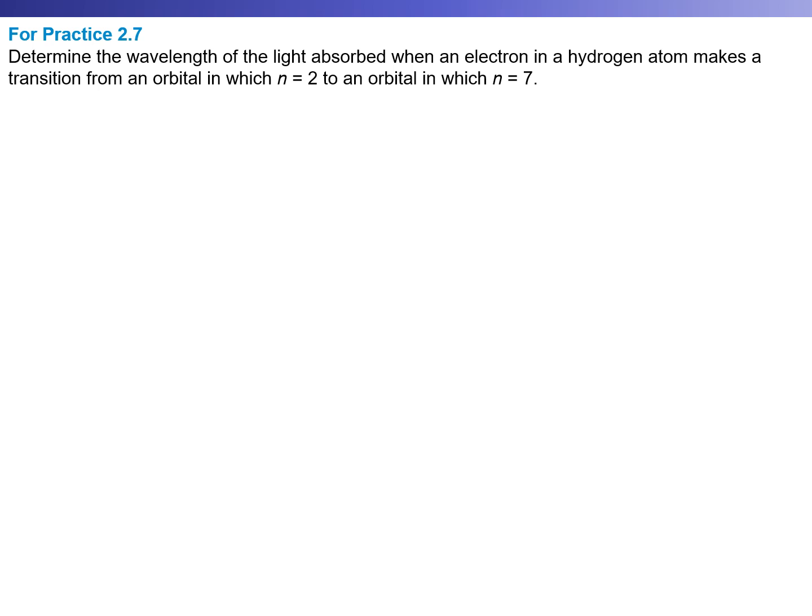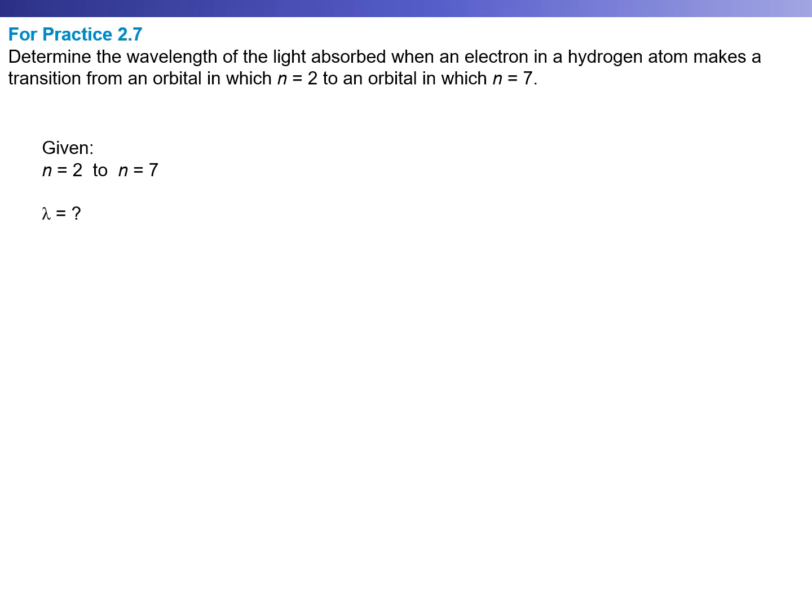Problem 2.7 asks us to determine the wavelength of light that was absorbed when an electron from a hydrogen atom jumped from the 2nd orbital out to the 7th. In order to make that jump, it had to take on some additional energy in the form of light energy. So we're supposed to calculate what that wavelength was. What were we given? Our electron went from the 2nd orbital out to the 7th, and we're supposed to calculate the wavelength, which is lambda.